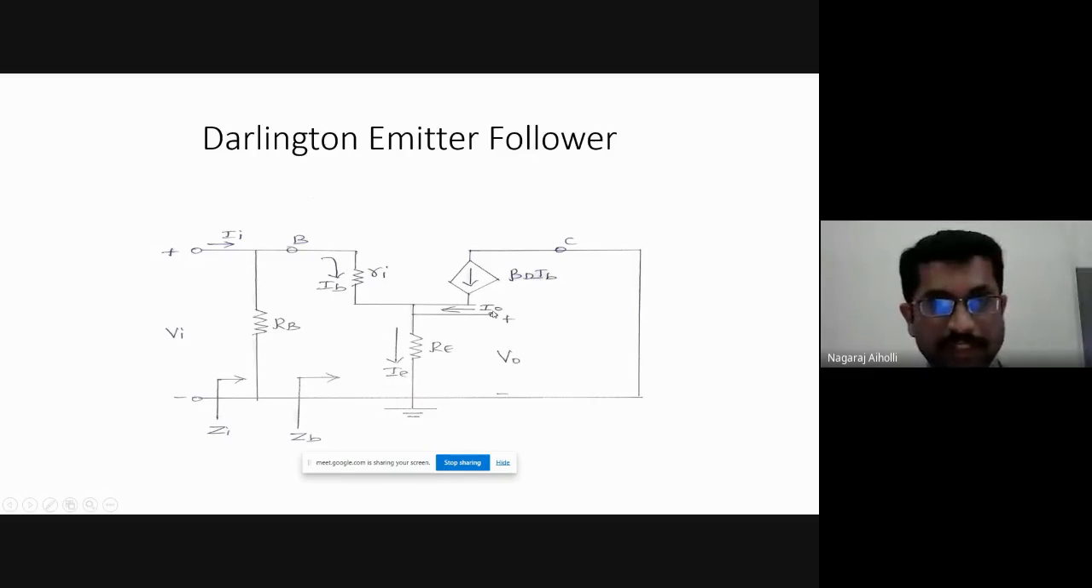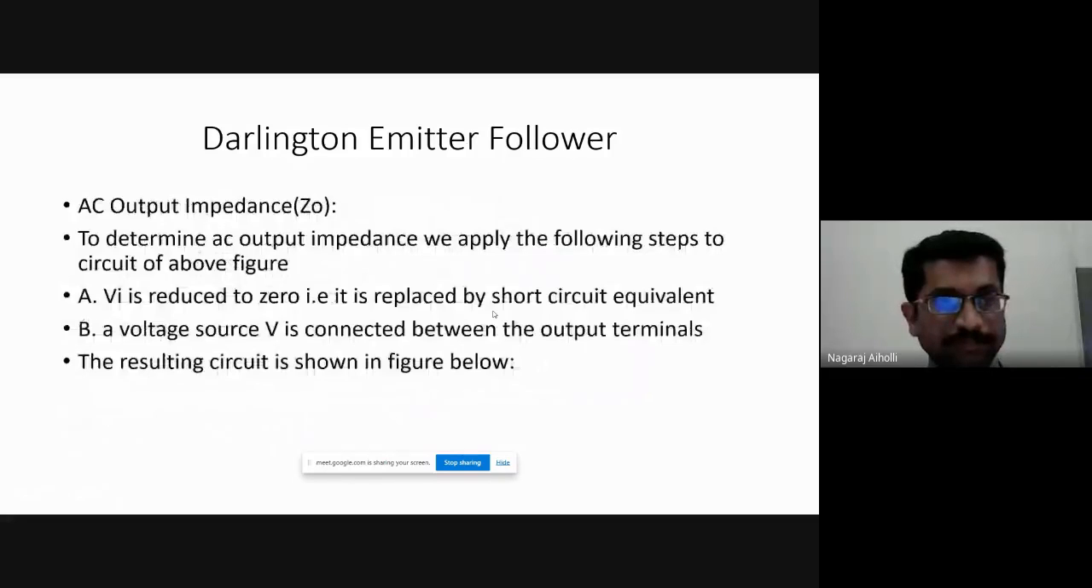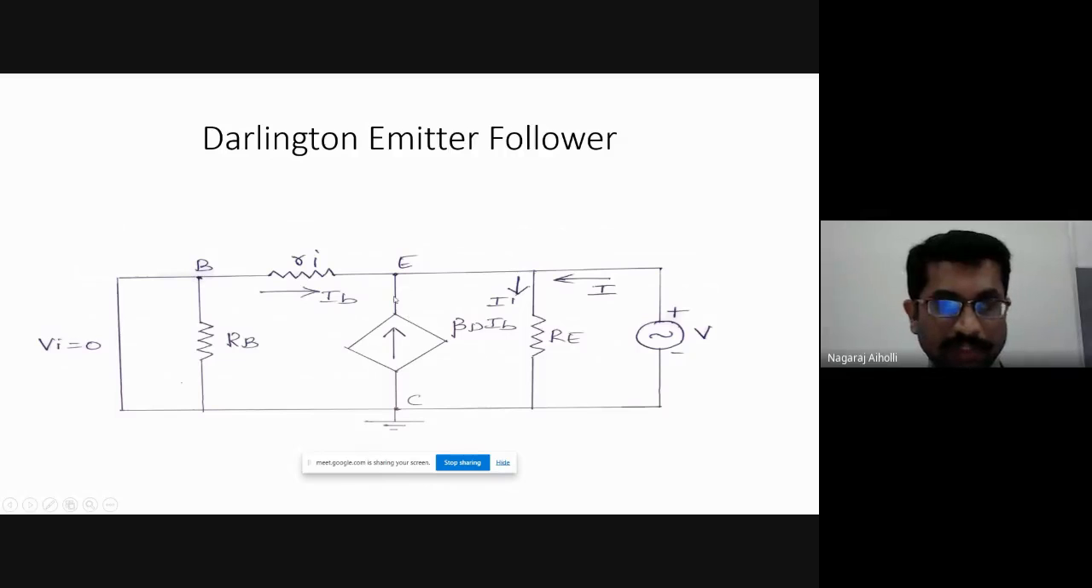Let us redraw the circuit now, considering these points. To determine AC output impedance, we apply the following steps. The first step is to make Vi equal to 0, that is, replace it by a short circuit. Then a voltage source V is connected across the output terminals. If we make these changes, the resulting circuit will be as follows. This is how the AC equivalent circuit looks. Let us redraw it.